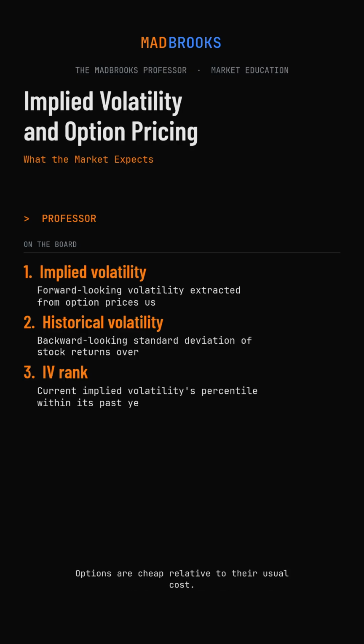When IV rank is low, you buy premium. Options are cheap relative to their usual cost. Buying a call or put gives you leverage to a big move without overpaying for the privilege. If implied volatility expands, even if the stock hasn't moved yet, your option gains value.